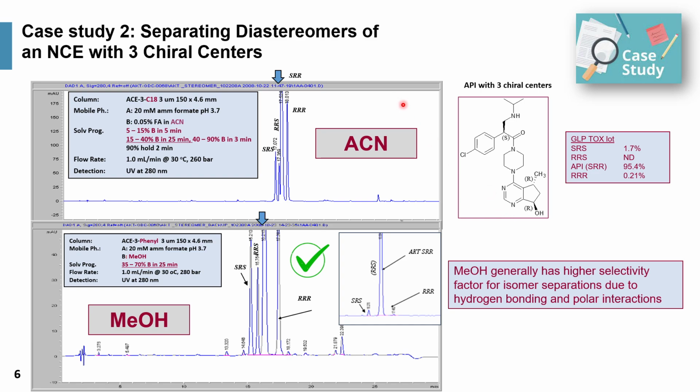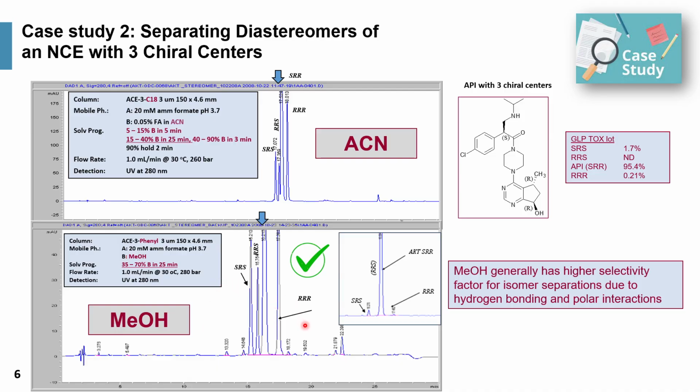And with a good method, one has the possibility of separating the 4 pairs of enantiomers from the 8 diastereomers. As shown here are 2 methods. One is using acetonitrile under a very similar pH condition. And you can see that for acetonitrile, separation is pretty good, but not baseline resolved. In the bottom chromatogram, we actually use a different column, a phenyl column, coupled with methanol, and in this case, methanol gives baseline separation of the 4 pairs of diastereomers.